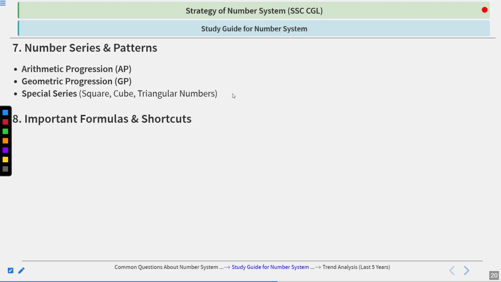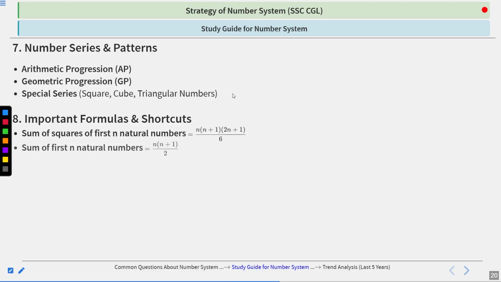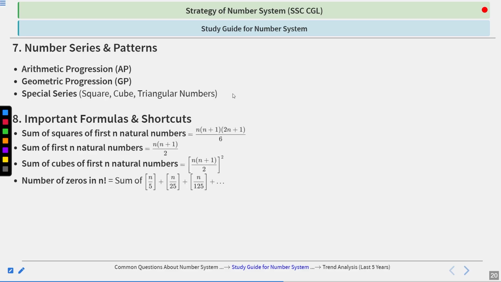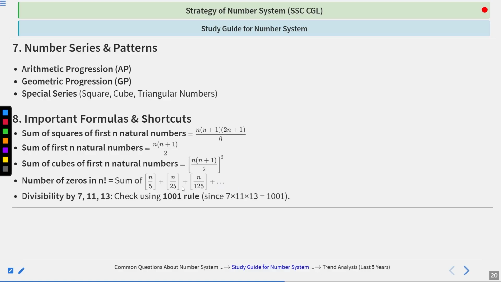Next one is important formulas and shortcuts. The sum of the squares of the first n natural numbers is n into n plus 1 into 2n plus 1 upon 6. Second, the sum of the first n natural numbers is n into n plus 1 by 2. Next, the sum of cubes of the first n natural numbers is n into n plus 1 by 2, whole square. Next, the number of zeros in n factorial: sum of n upon 5 plus n upon 25 plus n upon 125 and so on, until the term becomes less than 1. So we get the number of zeros.